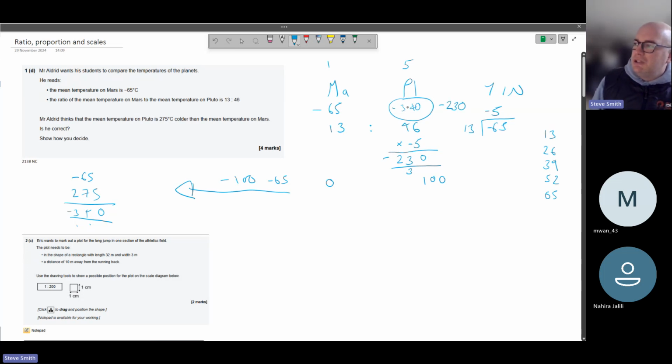Mr. Aldridge said it was going to be minus 340. Is he correct? No, he's not correct. So for our final mark here, for the fourth mark, you must make sure you've put a yes or a no, in this case a no, in the answer box.